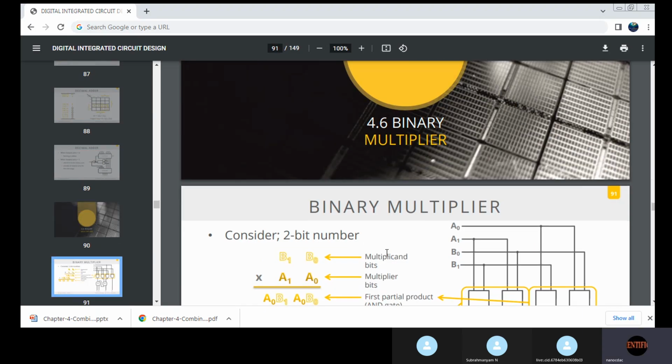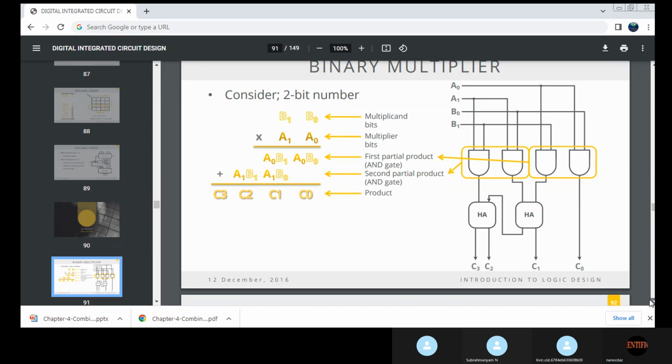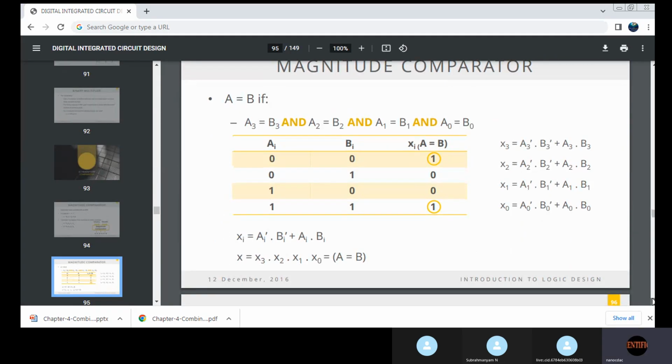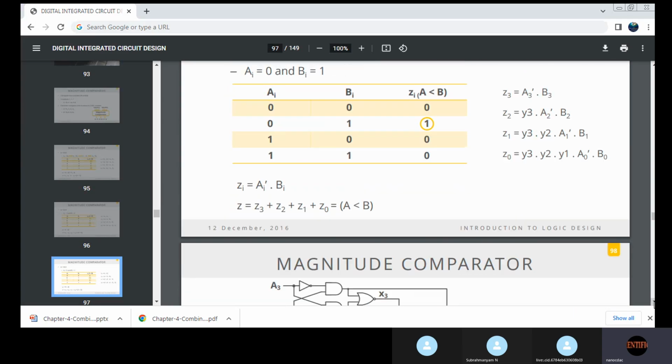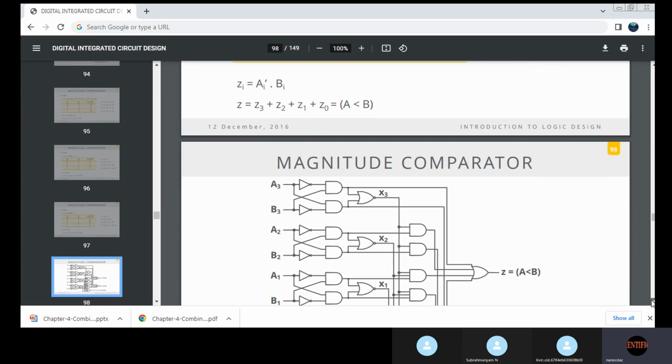In the multiplier also, what do we do? This is the multiplicand bits, multiplier bits. Whatever is generated here are the partial products. Then you have to take the adder and add the partial products. The comparator also we are done with. And I am just showing a revision; if there are any extra circuits, I will explain them to you.